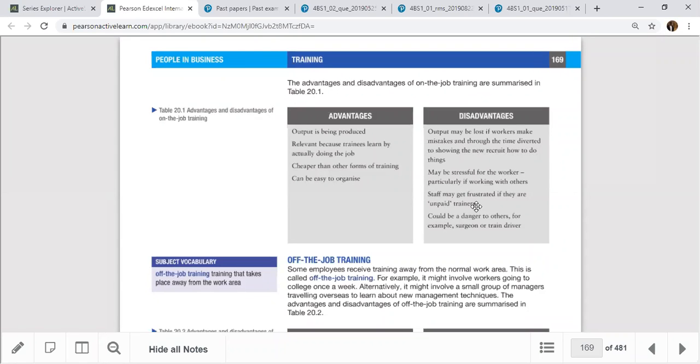Staff may get frustrated if the training is unpaid, because senior staff are responsible for training these young people and sometimes get nothing in return. Mistakes from trainees could also be dangerous to others, for example with a surgeon or a train driver. That's the thing. Okay, let's go to the past paper question and see.